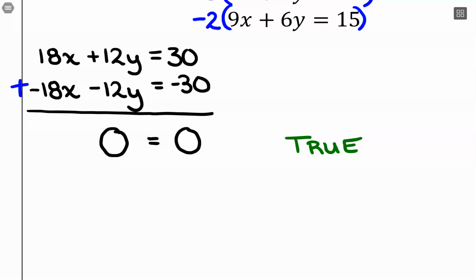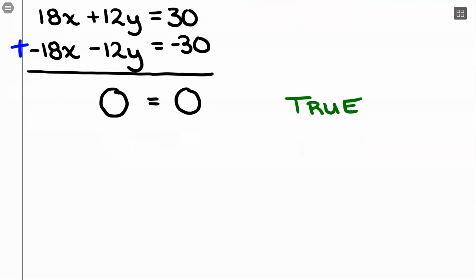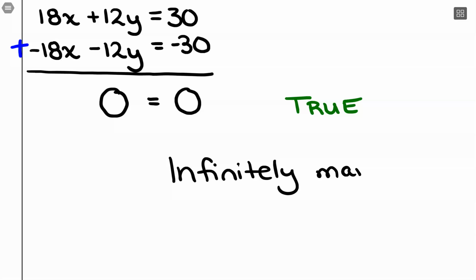This could all happen and we could end up with a false statement. If we end up with a false statement, that means that there are no solutions, that we're working with parallel lines. In this case, where it's a true statement, this means that there are infinitely many solutions.